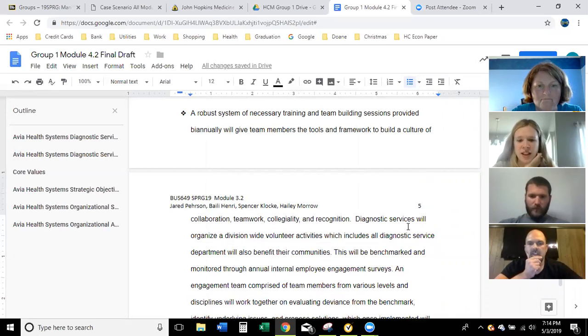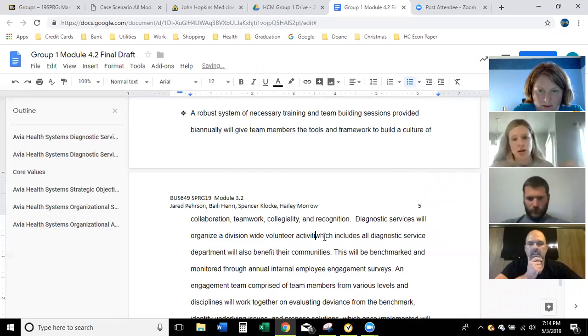Like that? Yeah, I think that reads a little smoother. Okay. So if we're going to say a division-wide volunteer, I think it should say activity. Okay. Yes, you're right. Sorry, I went from a singular to a plural. No, you're good. I was just reading through it and thought, that sounds funny. I do that a lot. So that's a good catch.